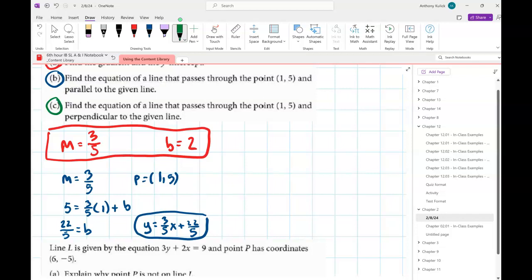Everybody feel okay in how I did that? What if we ask for a line perpendicular to that point (1, 5)? What's the slope have to be? -5/3. And we do the same thing, right?